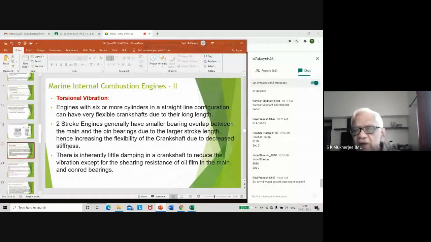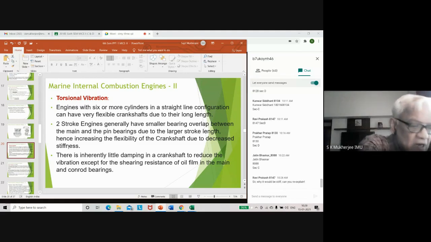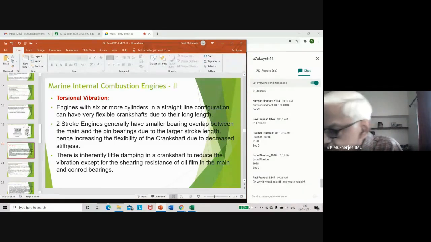Okay, so why would it be stiff? Can you re-explain? Now I'll show you why it will be stiff. It will definitely be a lot stiffer than the other crankshaft. Now consider these two crankshafts. One is here.